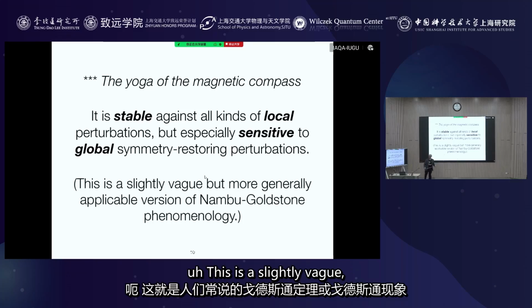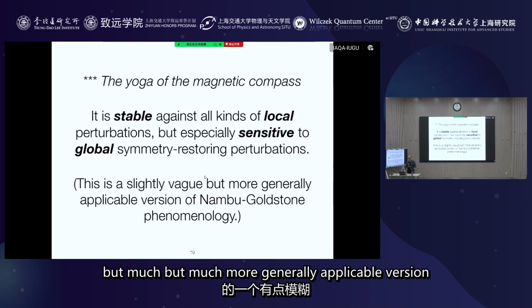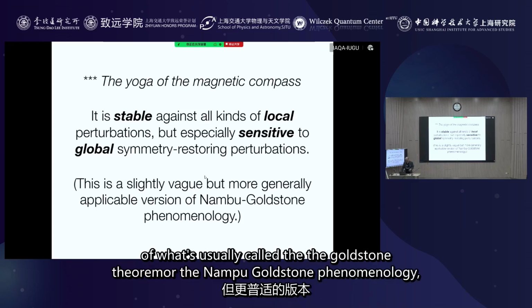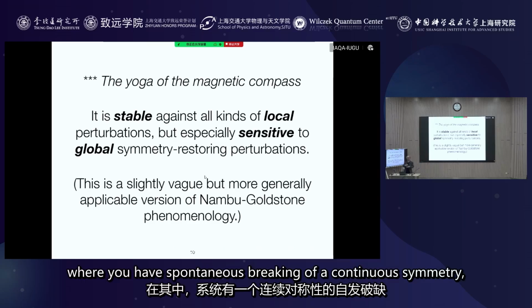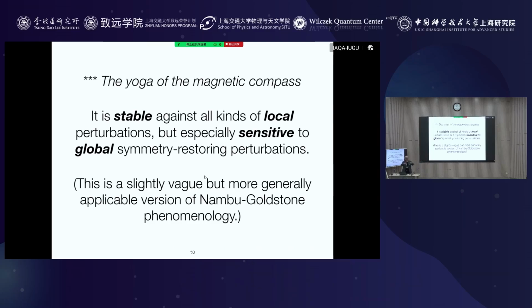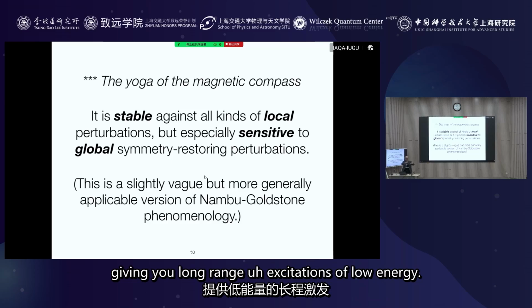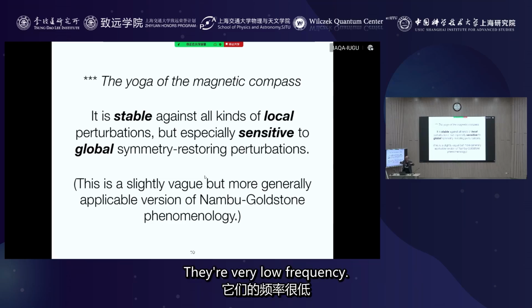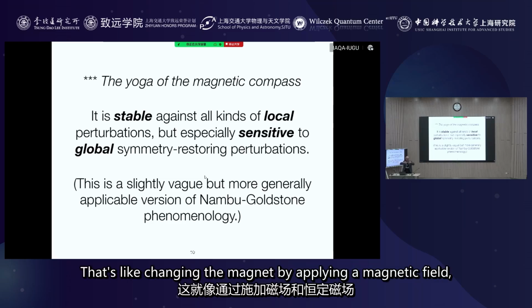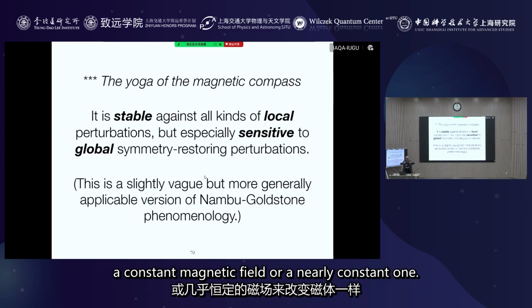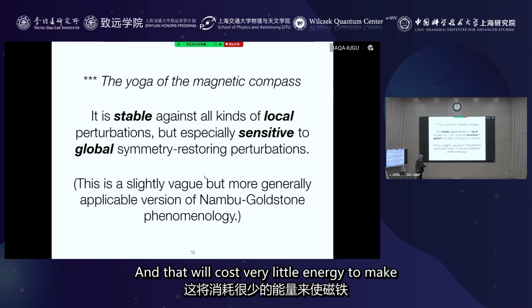This is a slightly vague but much more generally applicable version of what's usually called the Goldstone theorem, or the Nambu-Goldstone phenomenology, where you have spontaneous breaking of a continuous symmetry giving you long-range excitations of low energy. If they're very low frequency, that's like changing the magnet by applying a magnetic field, a constant magnetic field, or a nearly constant one, and that will cost very little energy to make the magnet move.